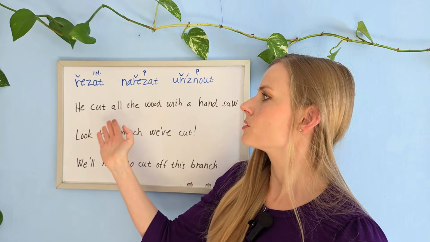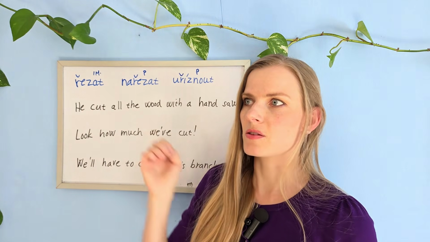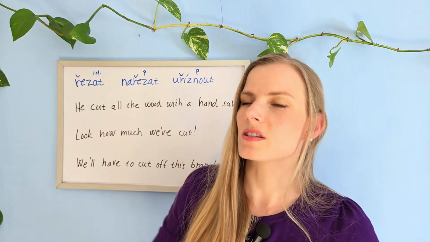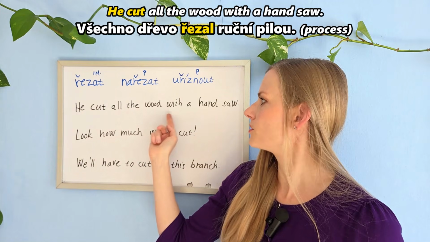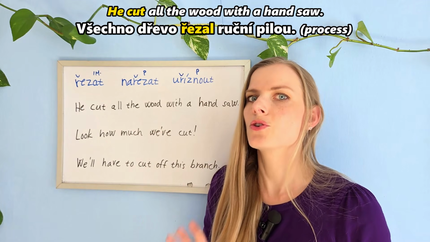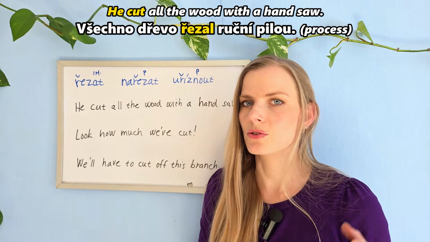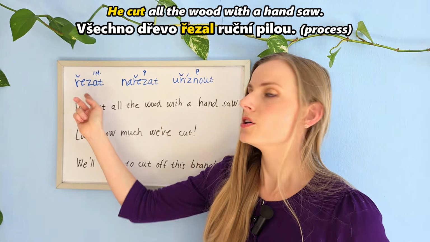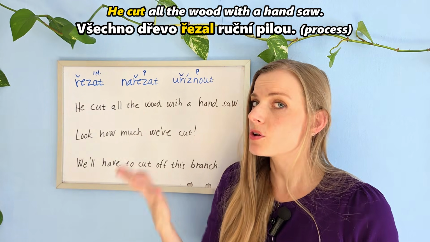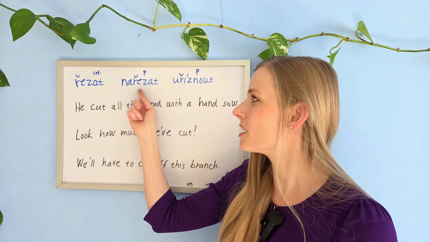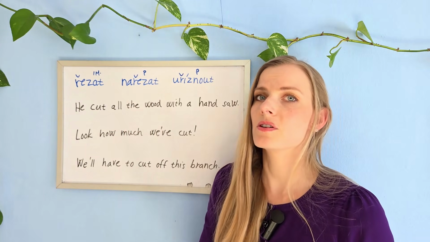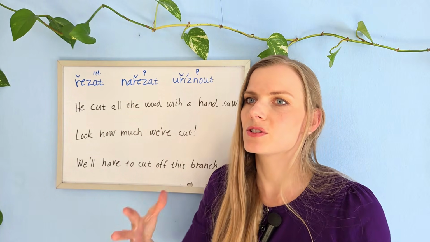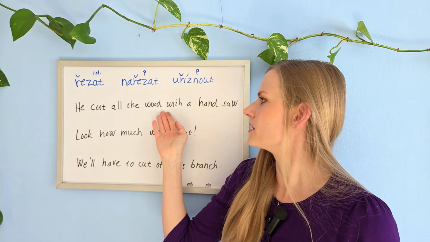I want to use this verb because I wanted to be focused on the process that he was cutting. Všechno dřevo řezal ruční pilou. We could also say všechno dřevo nařezal ruční pilou if we said that that's the result. But we don't really know it from this sentence.